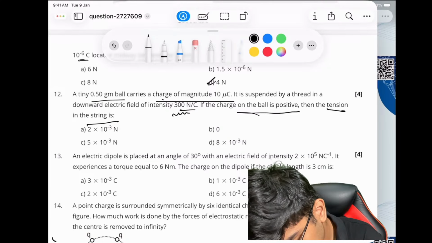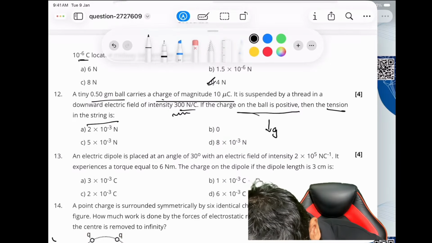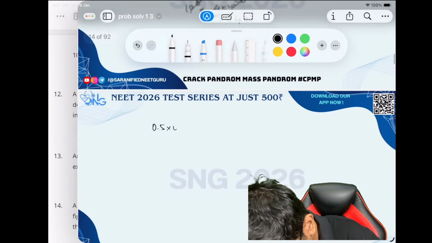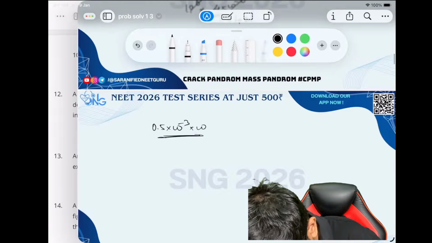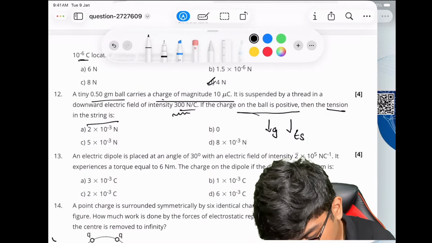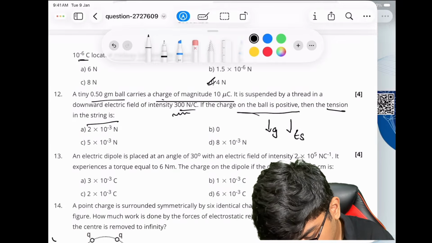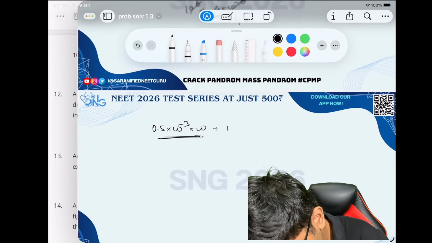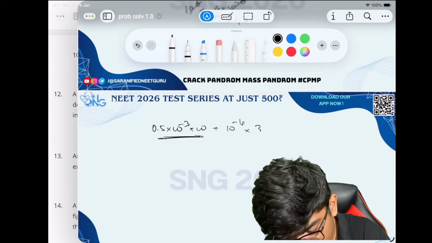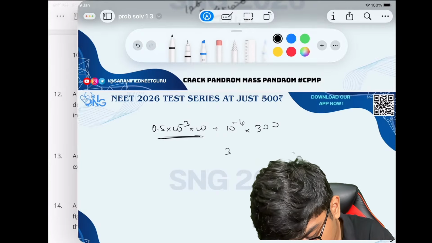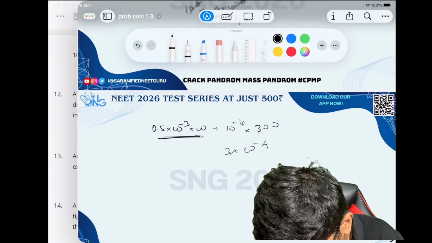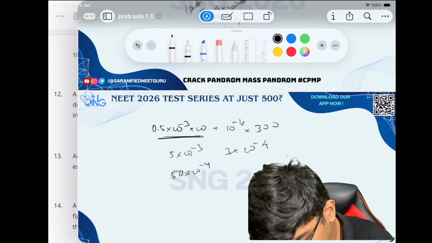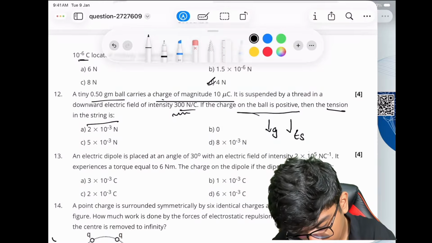Downward electric intensity. So you'll have gravitational force downwards and also electrostatic forces downwards. First, mg is something like 0.5 into 10 power minus 3 into g, which is 10. This is mg. mg plus 10 power minus 6 into 300, which is 3 into 10 power minus 4. This is 5 into 10 power minus 3, so 50 into 10 power minus 4, 53 into 10 power minus 4, or 5 into 10 power minus 3.